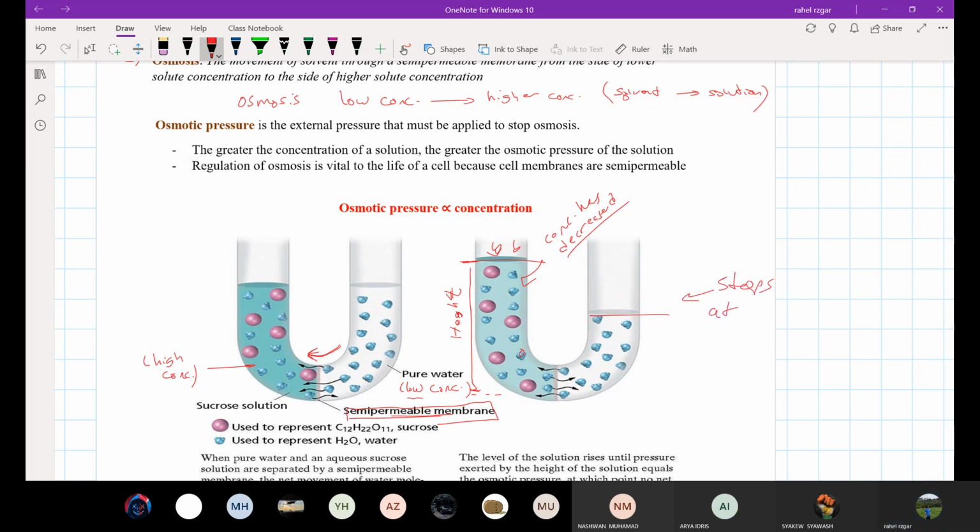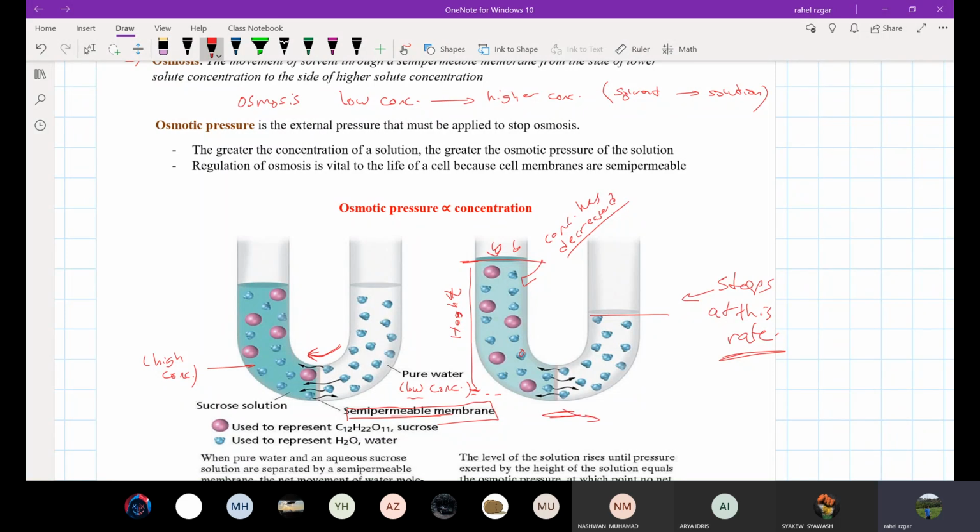Osmosis stops at this rate. At this point osmosis will stop. Why? Because at first we had what was osmosis? Particles going through from low concentration to high concentration at a higher rate than it's coming back. See, in here, there's 3 particles going to that side, only 1 particle is coming back. But in here, 2 particles are going to the left, 2 particles are again going to the right.